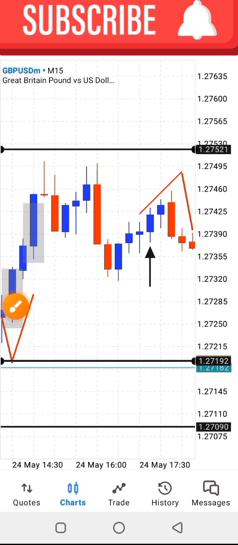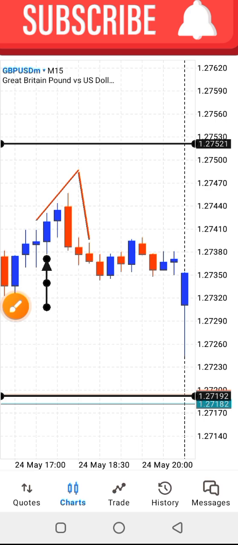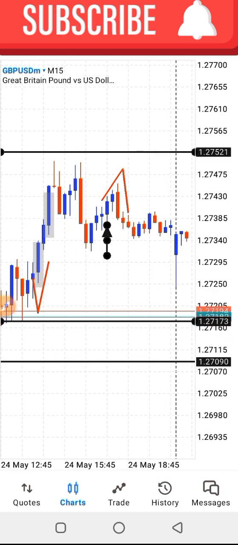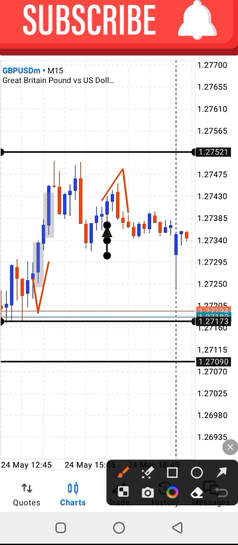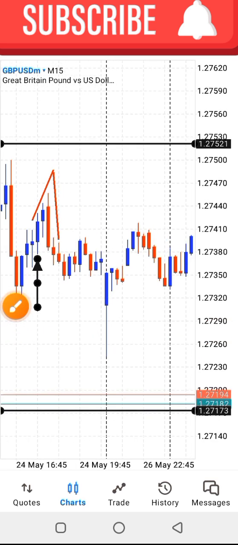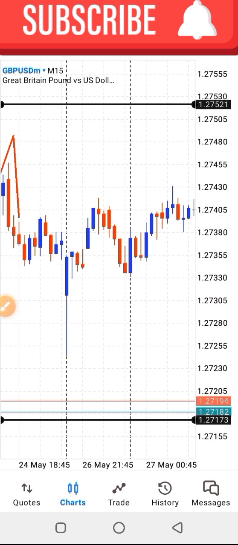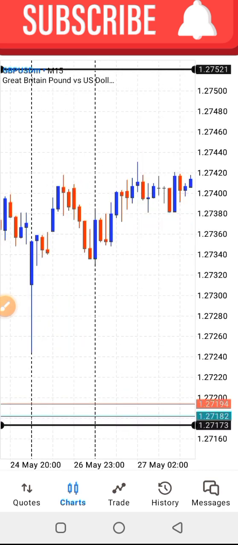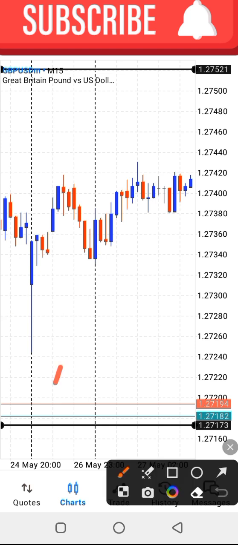So what do we have? Have we changed character? Let me see. I think we have changed character, because this level was broken, but it now depends on whether or not price really wants to push in the downwards direction. So let's check our strategy. What do we have? Let me zoom. Right here I have a blue candle, then two red candles, then another blue candle.